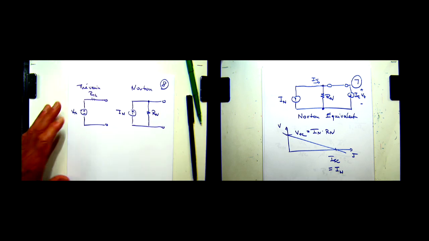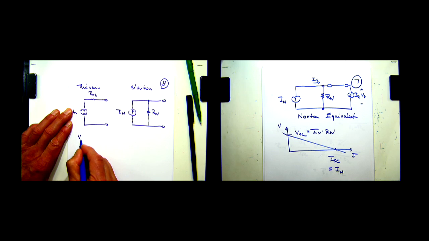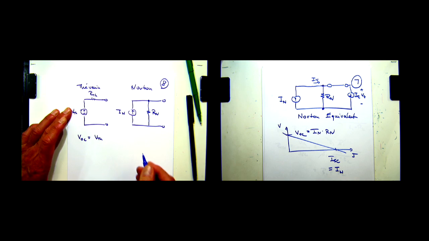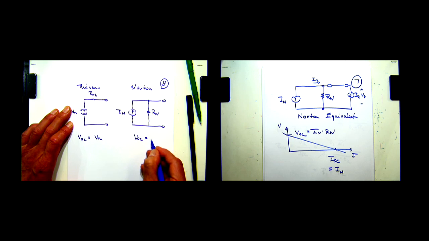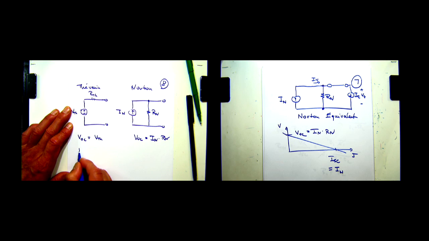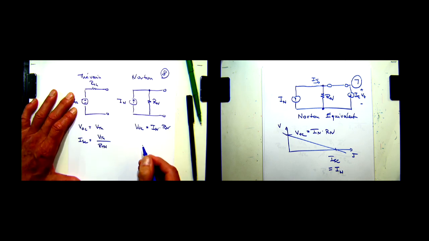Okay. And so then for both circuits we can calculate what is V open circuit. Well, for the Thevenin that is just equal to V Thevenin, and V open circuit for the Norton is going to be IN times Rn. We've done this all before. Likewise, I short circuit is going to be equal to V Thevenin over R Thevenin, just KVL and Ohm's law. And I short circuit here is going to be equal to IN.